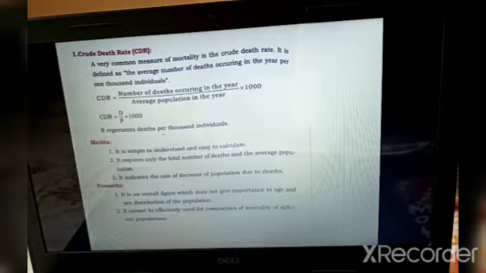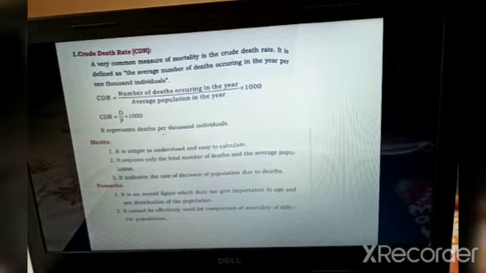So crude death rate will be number of deaths occurring in a year divided by average population in a year into 1000. CDR is equal to D divided by P into 1000, where D is the number of deaths occurring in a year, P is the average population in a year. It represents deaths per 1000 individuals.